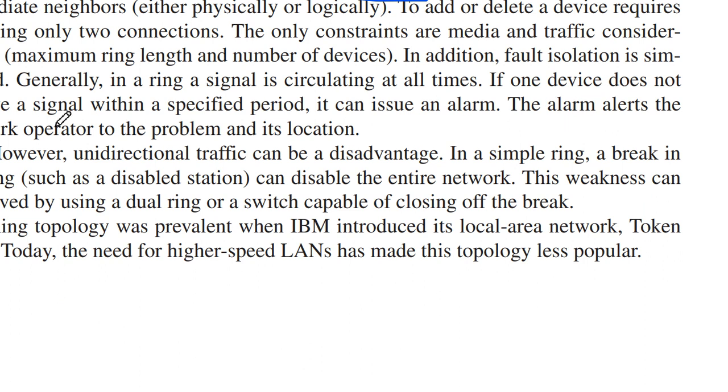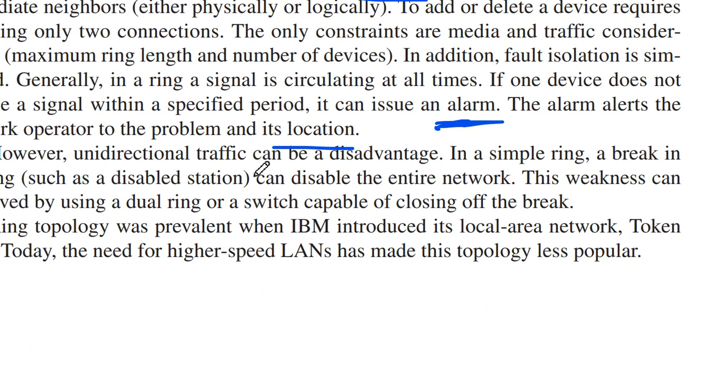If one device does not receive a signal within a specified period, it can issue an alarm. That is the updated thing, that here you can find where there is a fault. The alarm alerts the network operator to the problem and its location. So if it tells the location of the problem, it is very easy to identify and reconnect or reconfigure. That is the biggest advantage of the ring topology.